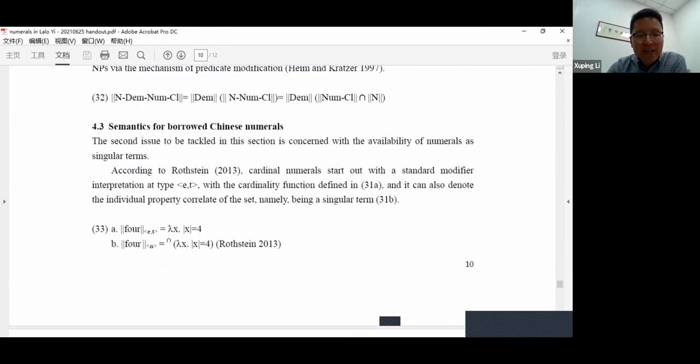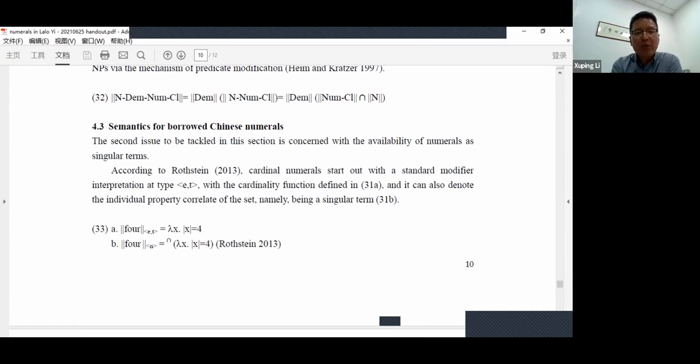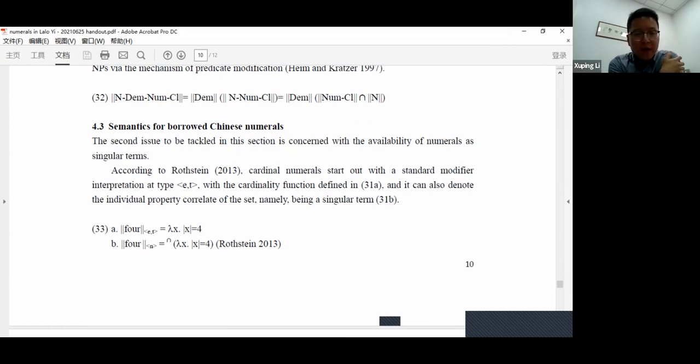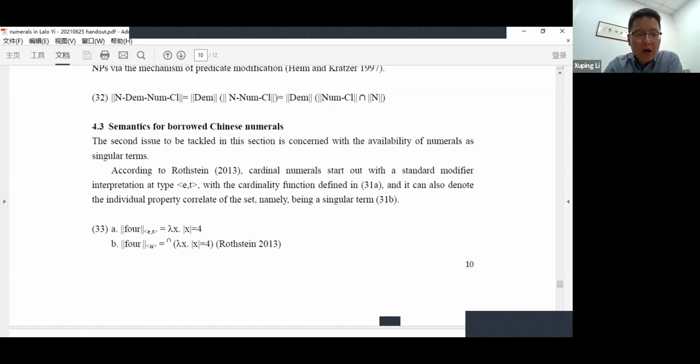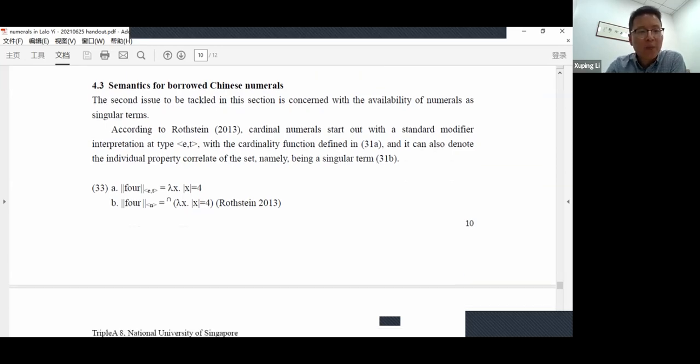And also here the semantics for borrowed Chinese numerals. Actually, I'm proposing a non-unified semantics for numerals and for classifiers in classifier languages. So this kind of type shifting from the cardinality function to a singular term is possible in English, but we think this kind of type shifting operation is not possible for Chinese numerals.